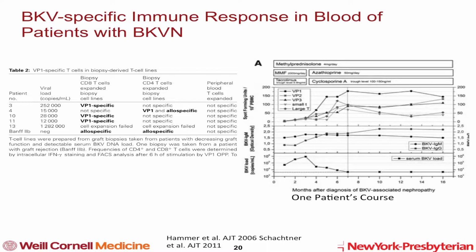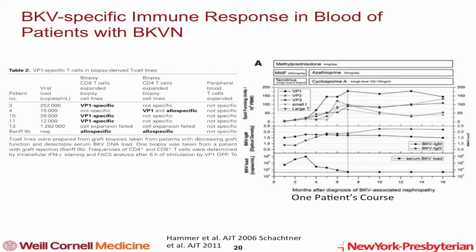They subsequently did a later study of a series of patients where they demonstrated what happens to these CD8 positive T cells that are responding to the BKV viral proteins. On the right-hand side, I don't have a pointer to show you, but at the top is the immunosuppression and the change in immunosuppression. Once the BK viremia was diagnosed, which is the bottom panel, you see the BKV load going up. They changed the CellCept to azathioprine. They changed the tacrolimus to cyclosporin.